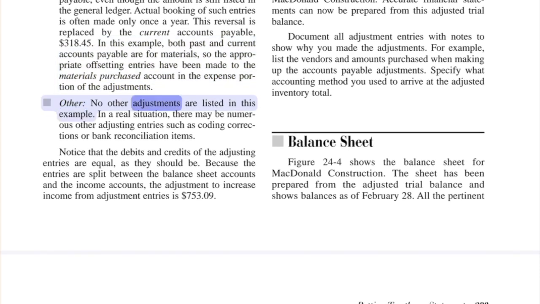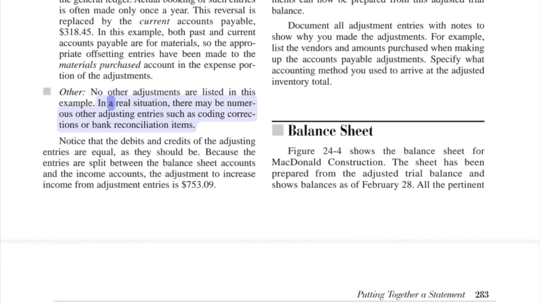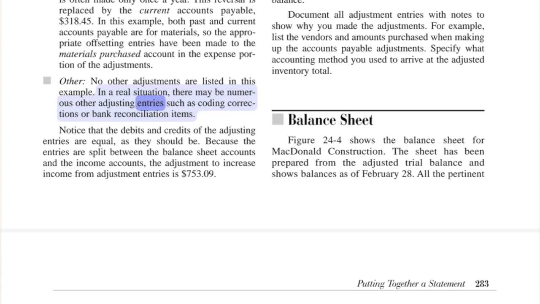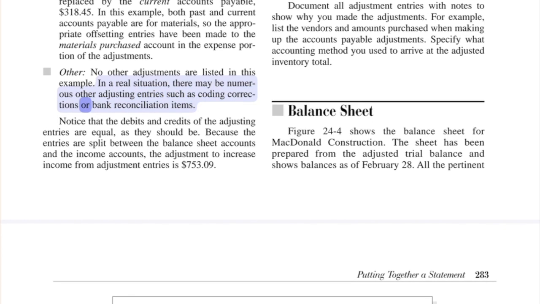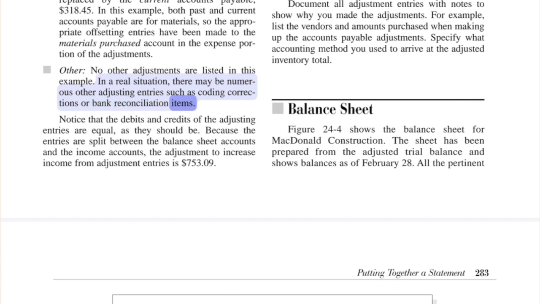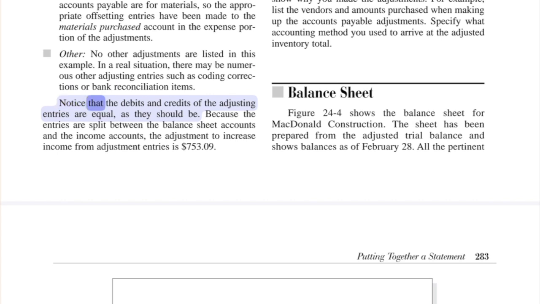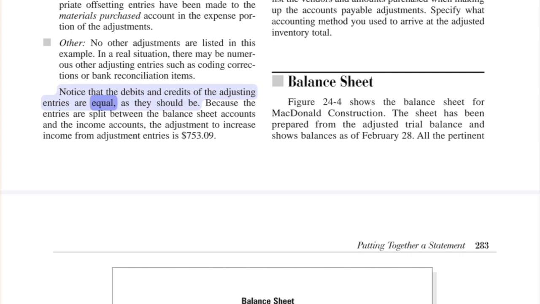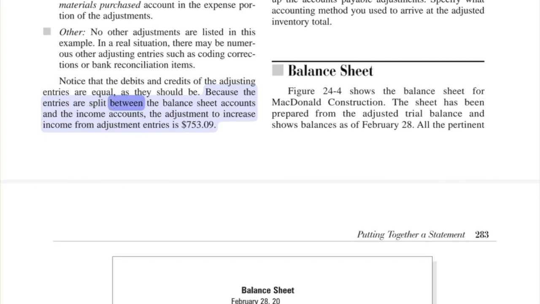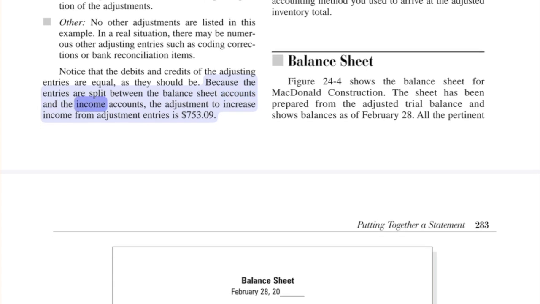No other adjustments are listed in this example. In a real situation, there may be numerous other adjusting entries such as coding corrections or bank reconciliation items. Notice that the debits and credits of the adjusting entries are equal, as they should be, because the entries are split between the balance sheet accounts and the income accounts.